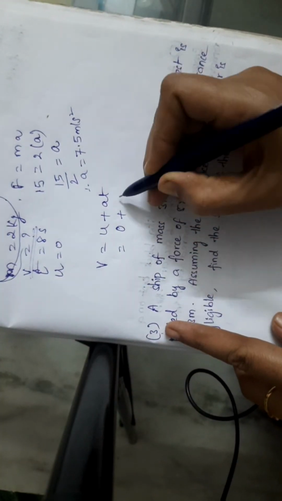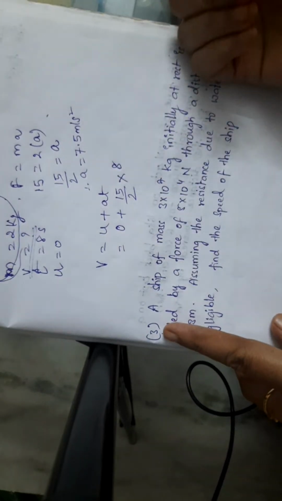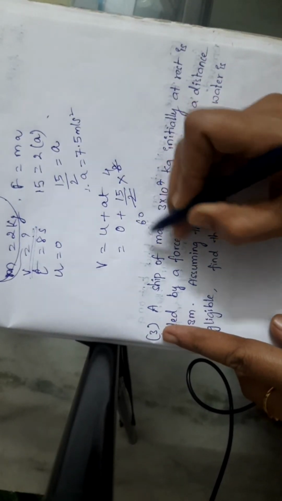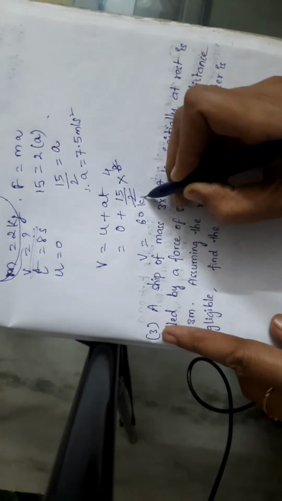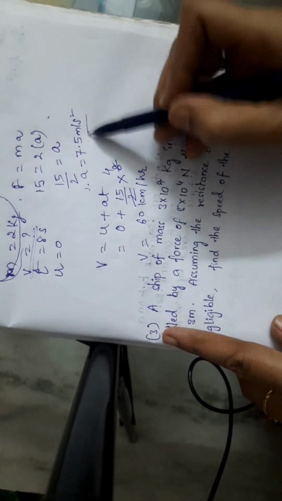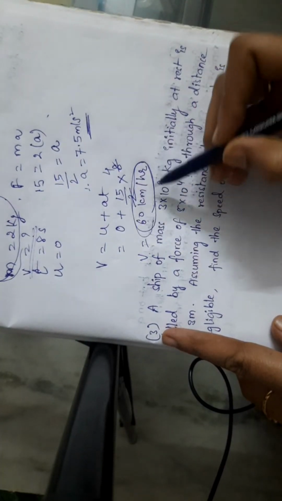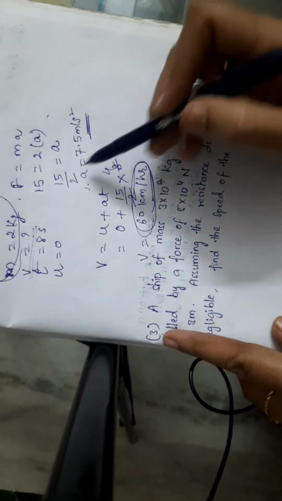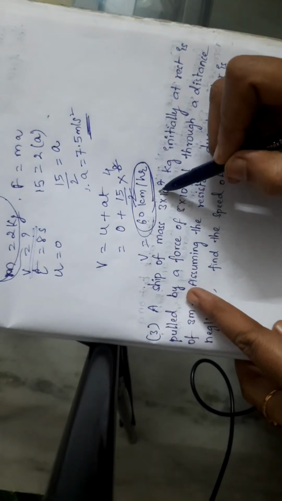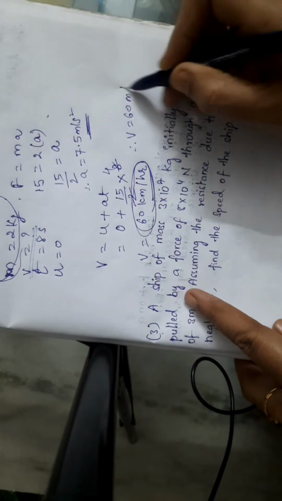Now we need to calculate. u is 0, acceleration we got 15 upon 2, and time is given 8. After the cancellation, 15 fours are 60. Here the acceleration is given in meter per second square, so velocity will be in meter per second. Depending on how the units are given in the question, we complete the rest of the units. Therefore, final velocity is 60 meter per second.